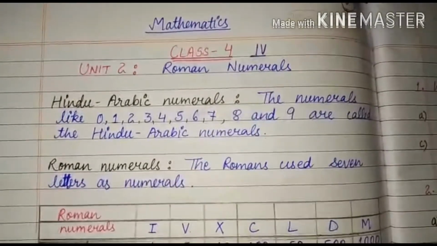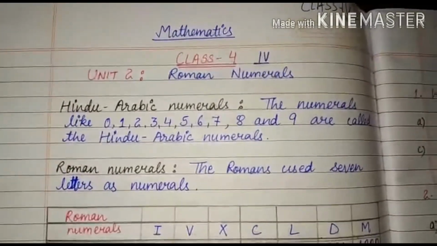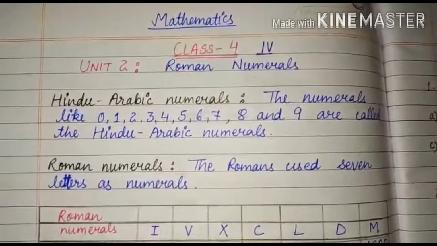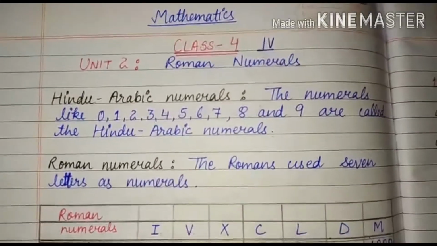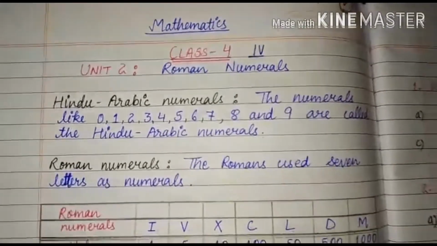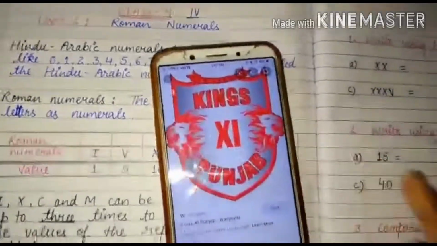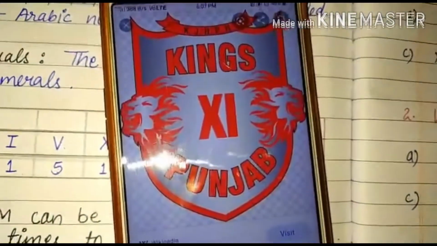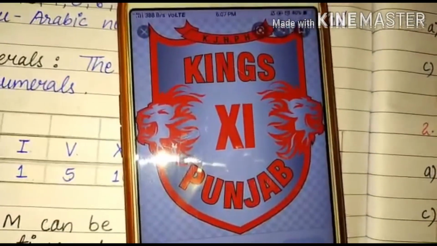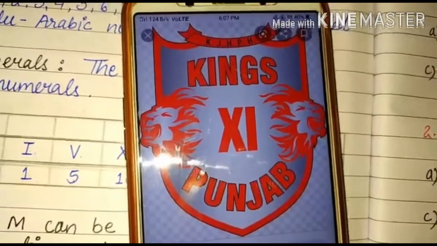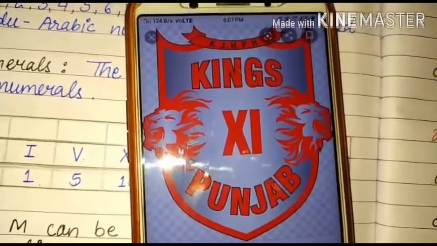Now the next question is, why do we need to learn such an old system? So the answer is with you people only. Let me ask you a question. The symbol. What is the symbol? What does this XI mean? It is a Roman number.